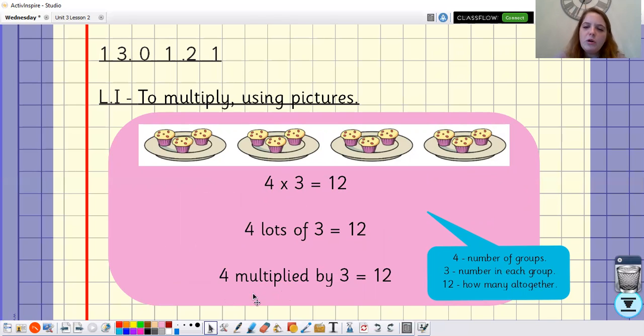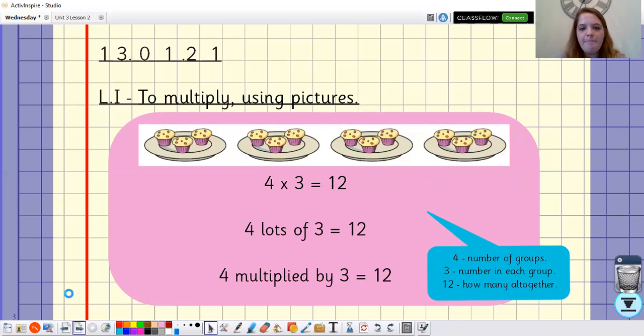So if we were to think about what each number represents, the 4 represents the number of groups, the 3 represents the number in each group, and the 12 represents how many altogether.